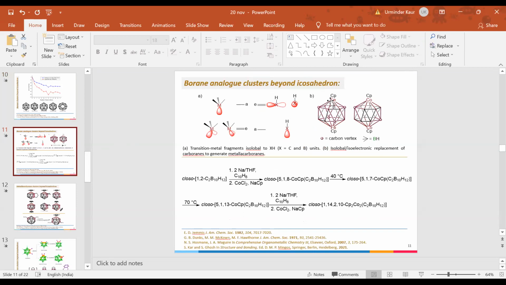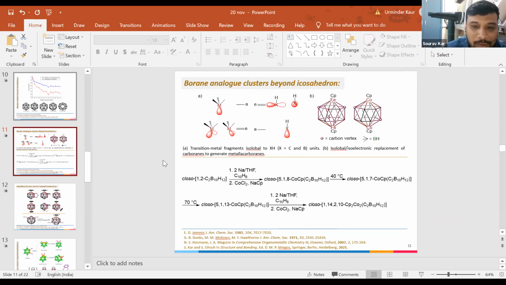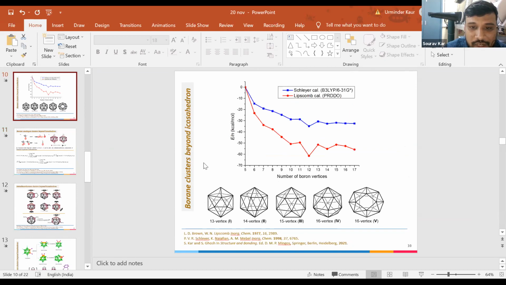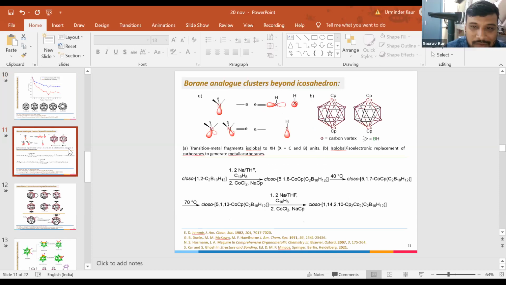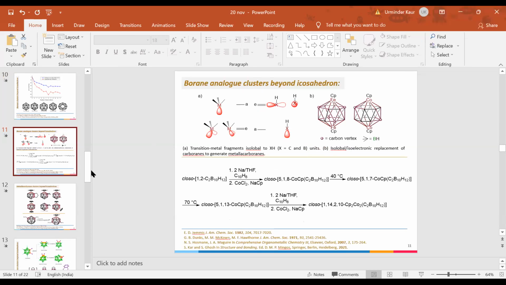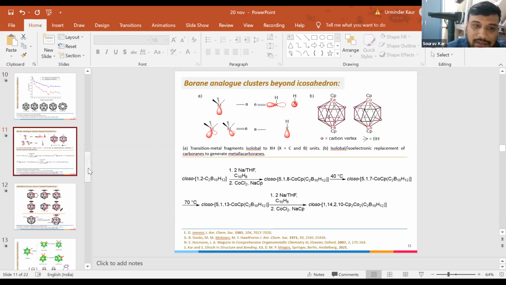Then how about the stability of this fragment compared to normal boron? Sorry, I did not get your question. Like what kind of stability is this metalloboron gaining compared to the higher order boron? Higher order boron beyond icosahedral is not isolated. Up to 12 only is isolated. So in the case of metalloboron and metallocarboron, you can see that up to 16 is isolated. So 12 is the limit for boron. Okay, thank you.